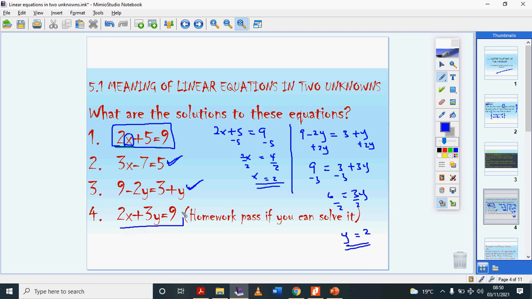However, this one, I want you guys to try to see if you can solve it. And if you can solve it, you don't have to do homework for today. But yeah, go ahead and try and see if you can solve it, and then tell me what your answer is to this equation in the comments.